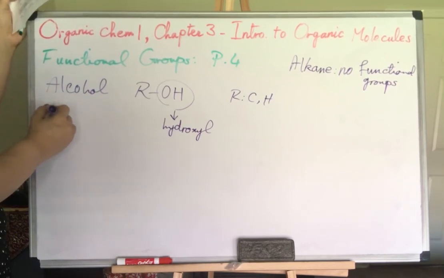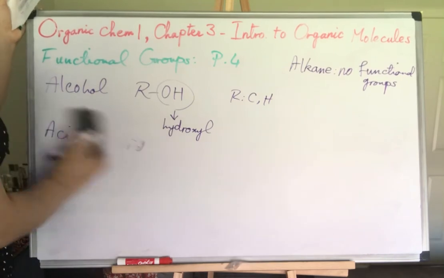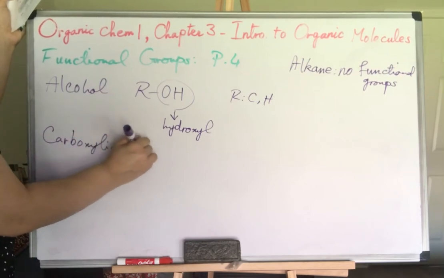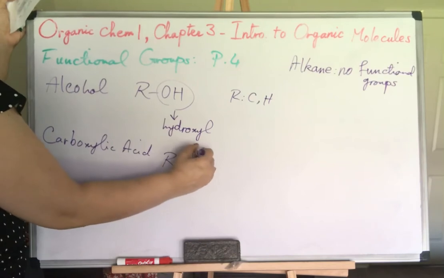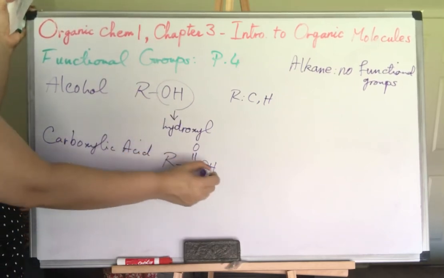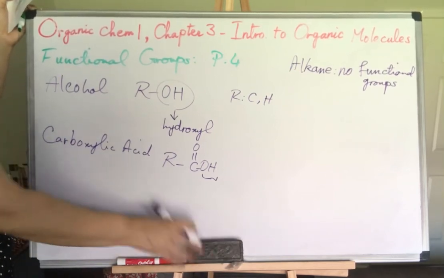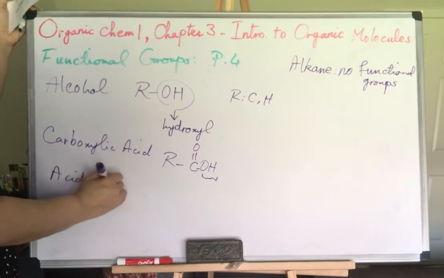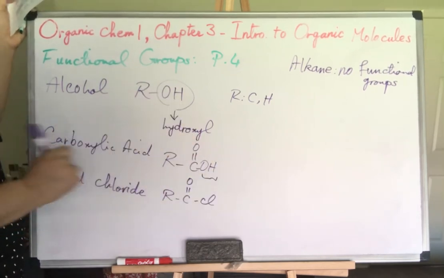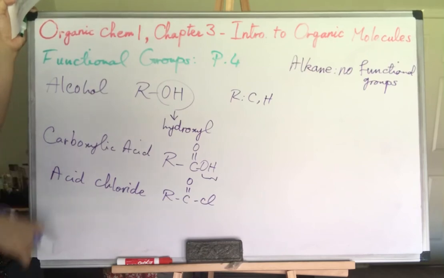Oh, I forgot the acid chloride. Let me work on carboxylic acid first. The formula for a carboxylic acid is RCO double bond OH. So this is a carboxylic acid. If you replace OH with a chlorine atom, you will have acid chloride. You will learn them in organic, do not rush. I mean, we will work on acid chlorides and their reactions.